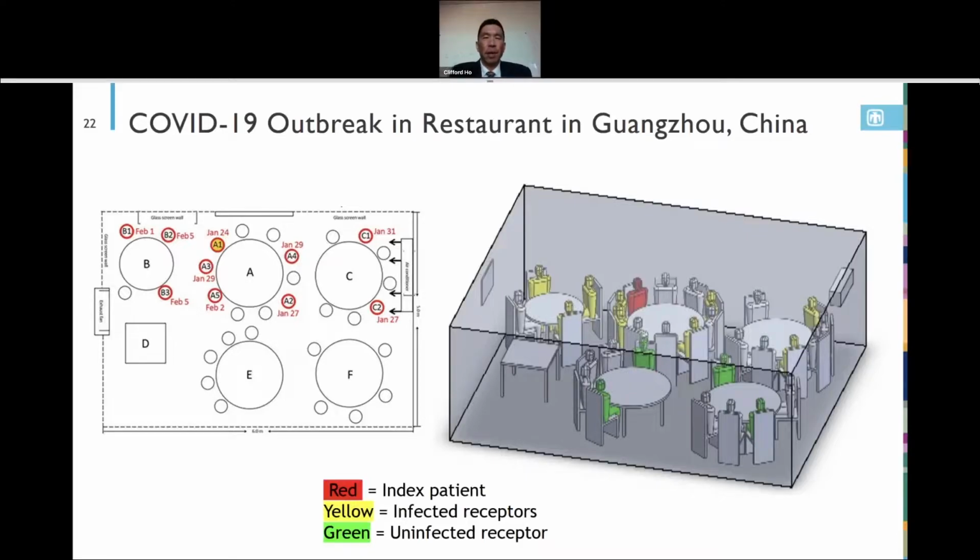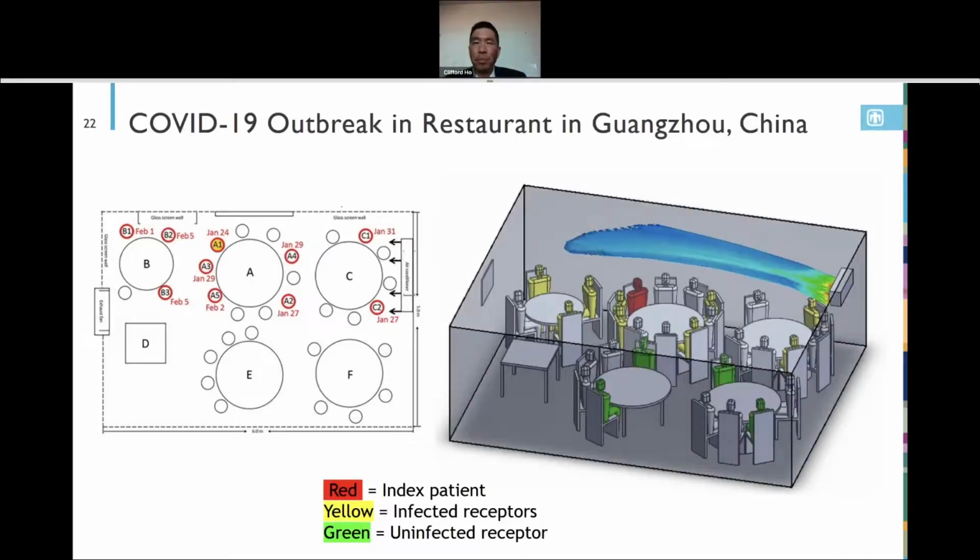What I wanted to do from this paper was create a three-dimensional model and investigate the impact of airflow. They felt that it was the very strong air conditioner that happened to be on at the time, but there was no fresh air. It was just an air conditioner basically recirculating the air. I was able to simulate this, as you see on the solid model on the right. The person in red is the index patient, the yellow people are folks that got infected, and the green were patrons that did not get infected.